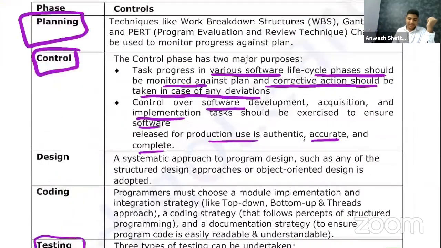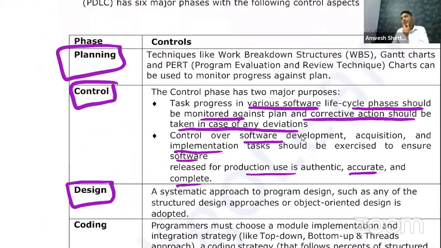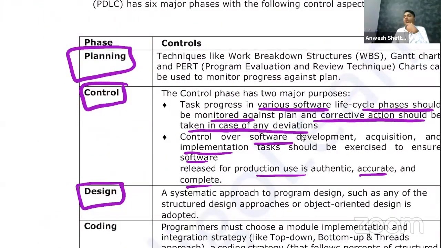So next one is design. What is design? See, if you're talking about building a house, the first step is what? First step is planning, correct? That this is the site where we want to build the house. What is the next step? That is control. You hire contractors, and you tell them, can you do this house within the next 6 months? Because at the end of the 6th month, I want the house. So you enter into a proper agreement.